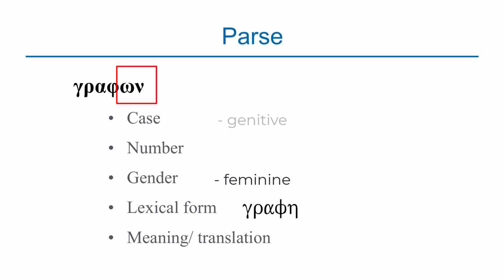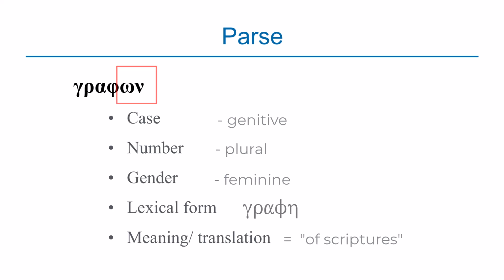But then remember, the case is genitive, and when you're translating the genitive, you add the word "of." And since the word means writing or scripture, the translation or meaning is going to be "of scripture" or "of writing." But then, most important, the number is plural. So the word cannot be singular. Scripture is singular. So it has to be scriptures or writings. So the final translation or meaning is this: "of scriptures" or "of writings." That's the translation of the word graphon.